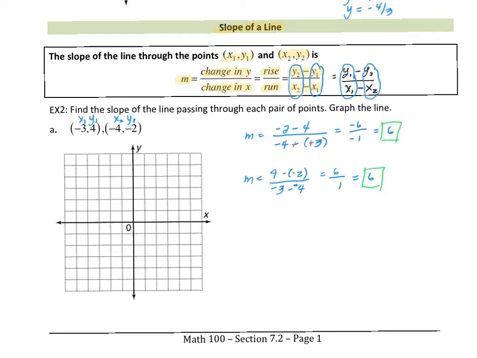If I were to graph these points, I have -3, +4, so up 1, 2, 3, 4, and I have -4 down 2 to -2. So this is a very, very steep line.